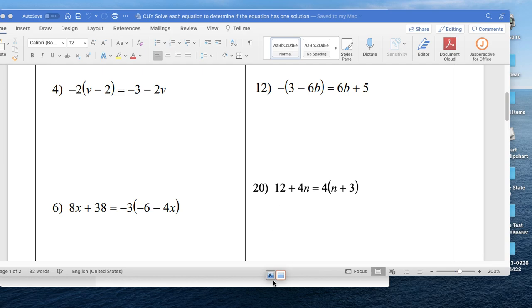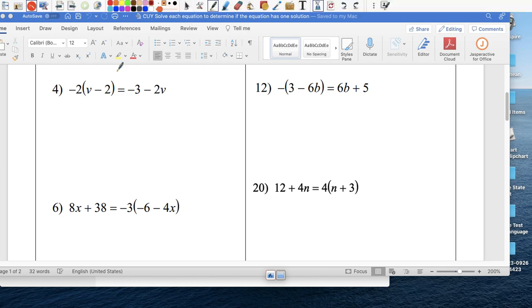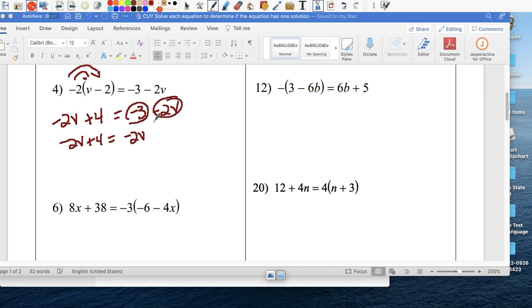Four, and again, a lot of them have distributive properties, so just change it. Negative 2v plus 4, right? Because a negative times a negative is a positive. And then there's negative 3 minus 2v. You want to change the order. I'm going to bring the minus 2v to the front, and I'll take the negative 3 to the back. Very, very similar. The v's are the same, right? They both have coefficient negative 2, but the 4 and the 3 are different.